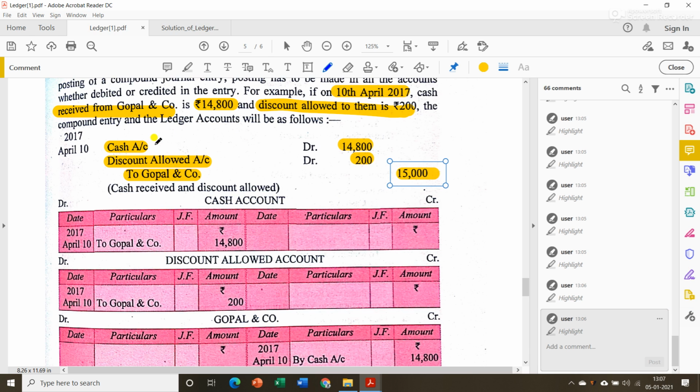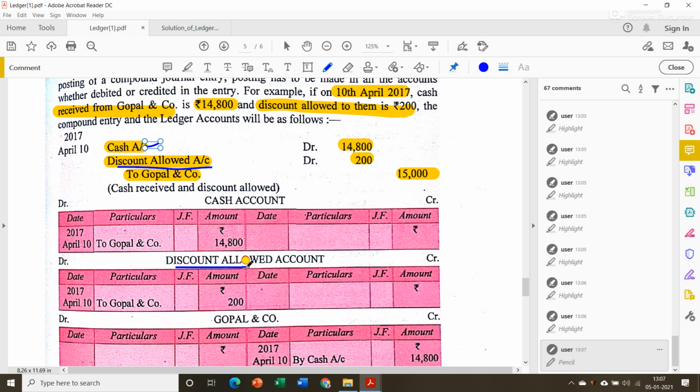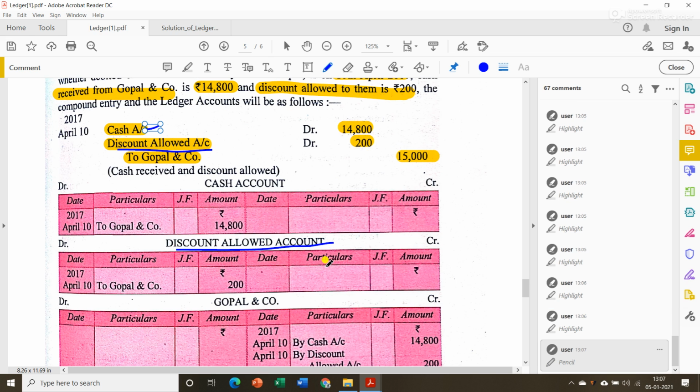Then next, after the cash account is finished, we have the discount allowed account. So we will prepare the discount allowed account in the ledger. Now again, while posting in the discount allowed account in the ledger, you have to ignore this cash account.